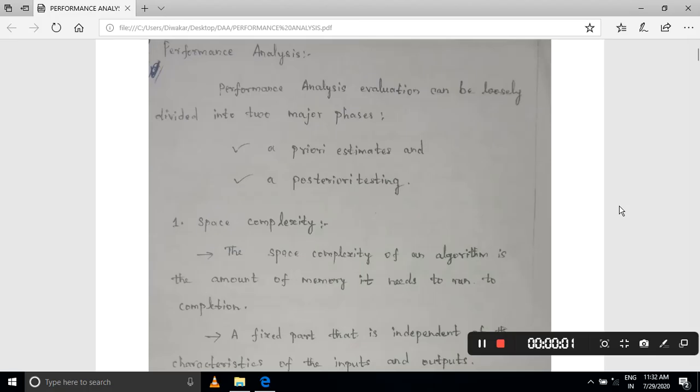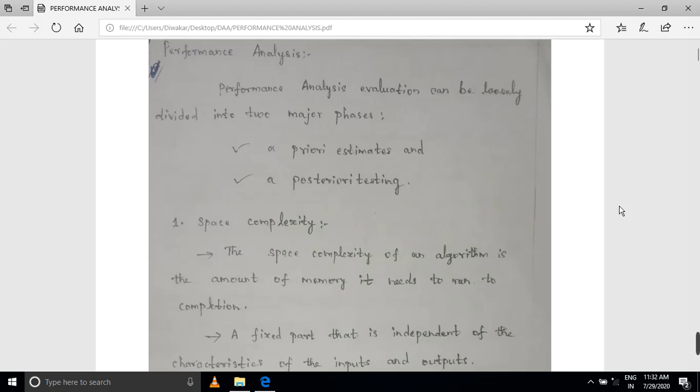Dear students, in the last class we discussed algorithm specification. This is the third topic of your performance analysis. In this, we have two major ways of evaluation: one is a priori estimates and the other is a posteriori testing. Next, we go for two ways of performance analysis.